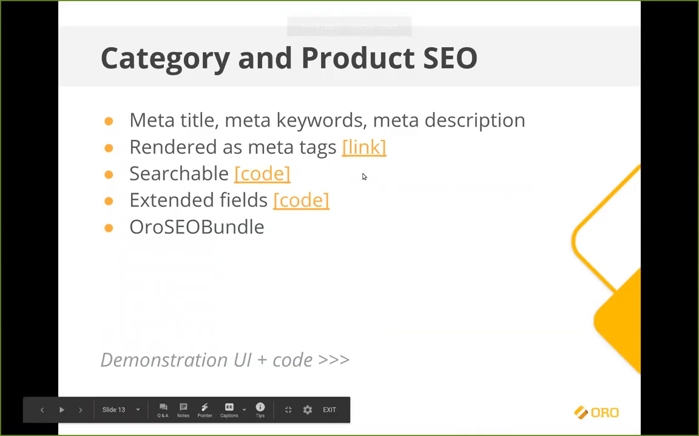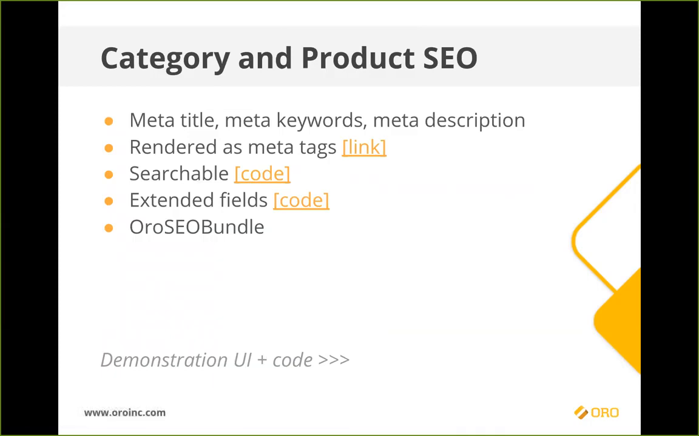Now the SEO. We have already quickly had a look at the SEO fields, but in general, both master catalog and web catalog have three options. They have meta title, they have meta keywords, and they have meta descriptions. And all of these values are rendered just as plain meta tags at the appropriate page at the storefront. It's searchable, so it means that, for example, if you specify the keywords, you will be able to find the product using these keywords, and all this meta information is added as extended fields through the OroSEO bundle.